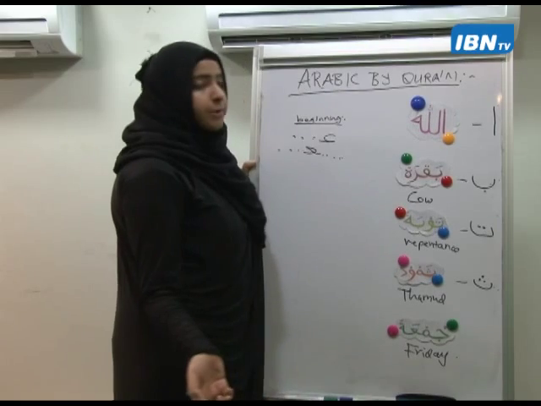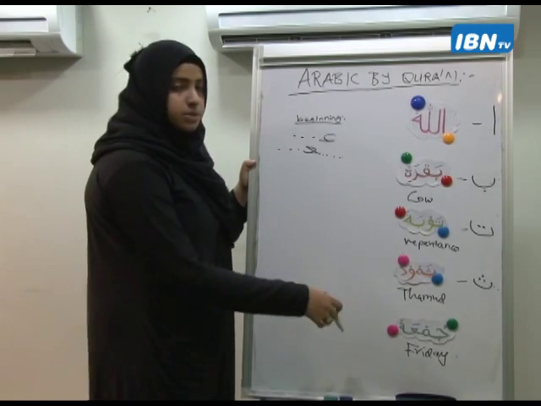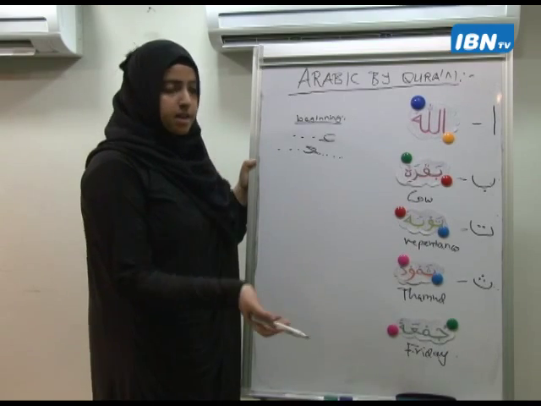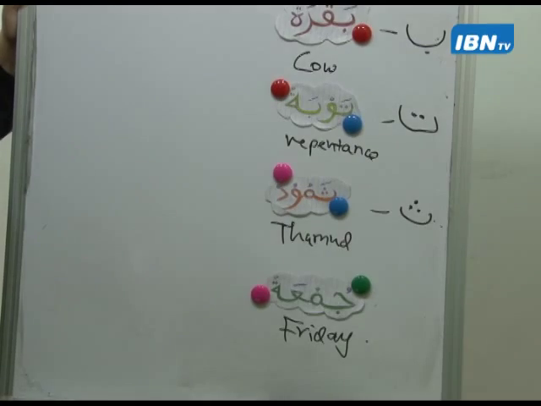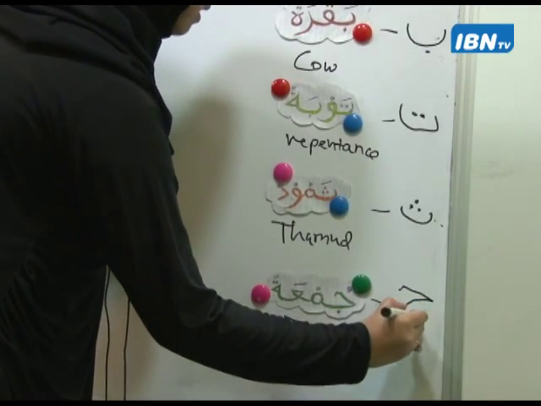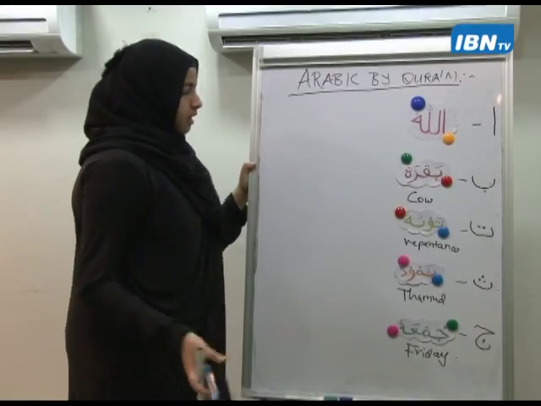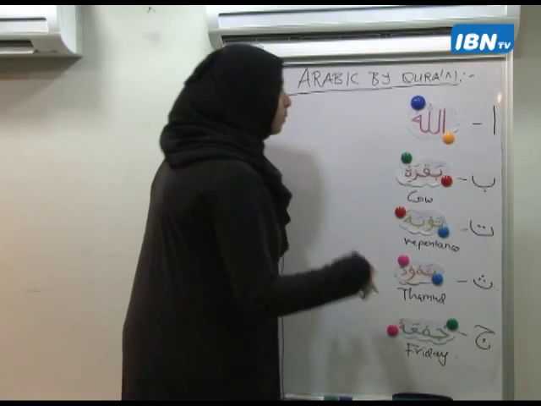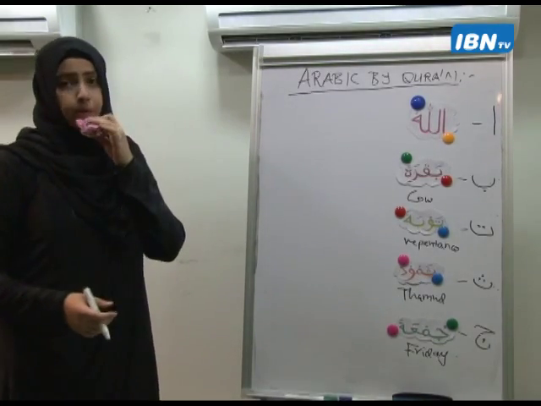Then finally, Ta marbuta. Again, Ta marbuta denotes feminine. Therefore, this word falls in the category of feminine. And this word here begins with the letter Jim, which is a muttasila letter. So we have Jim. Right. Now, I want to form small sentences with these words from the Quran.